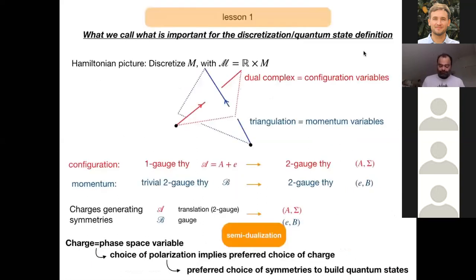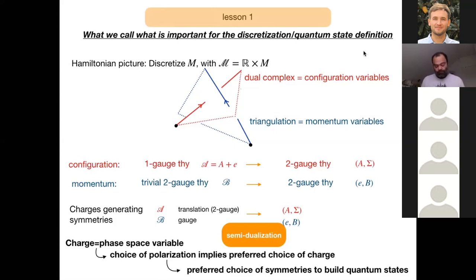So what are the lessons? The first one is that this is important for the discretization. I can discretize BF theory by saying my configuration variable is that. Or now I'm telling you, I can also discretize it by having a two gauge connection as configuration space instead. And the discretization is going to be very different. In one case, we're going to have some kind of spin networks. In the other case, we're going to have two spin networks, so decorations on both links and faces.